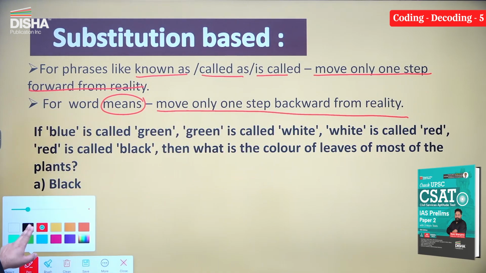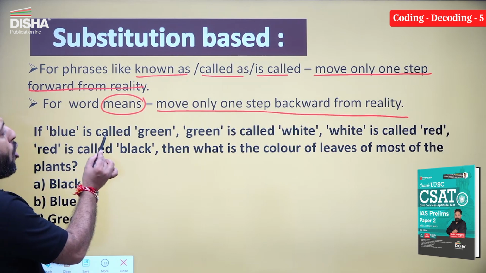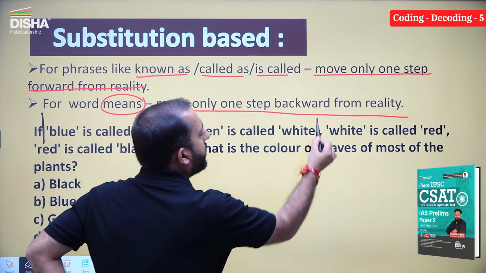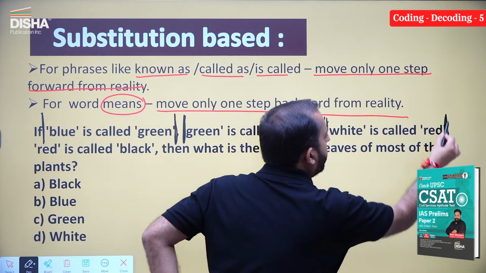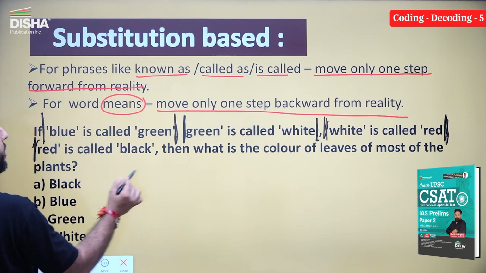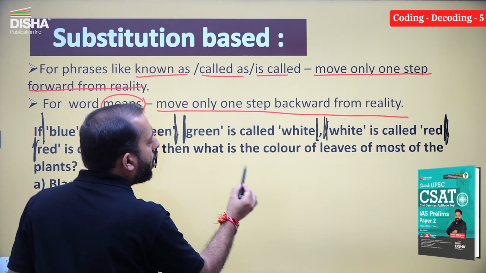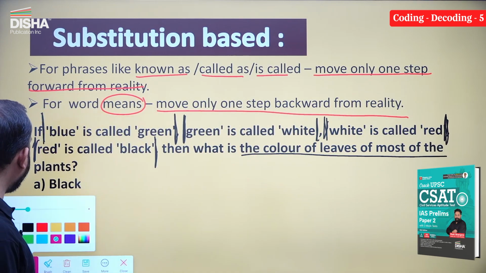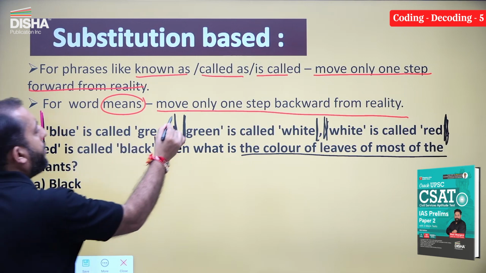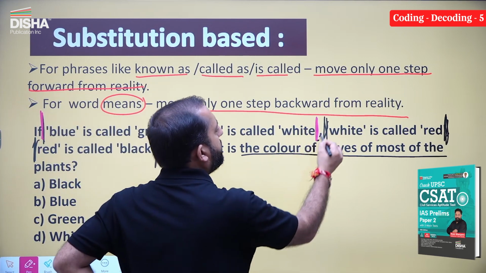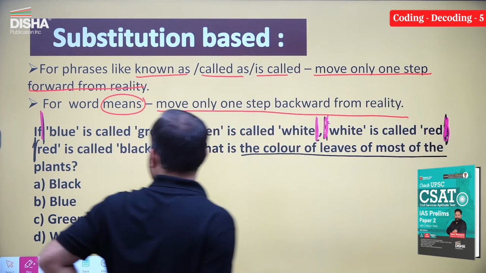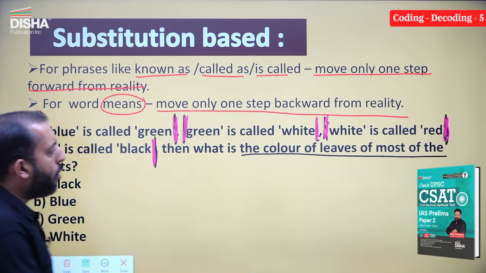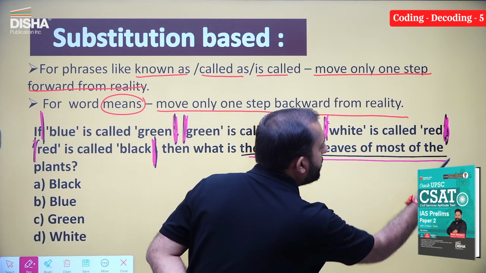Now in this question, blue is called green, green is called white, white is called red, red is called black. Then what is the color of the leaves of most of the plants? So in this case, you will find out how many statements we have. One, this is second statement, third statement. Then in this question, we have four independent statements. Remember this.